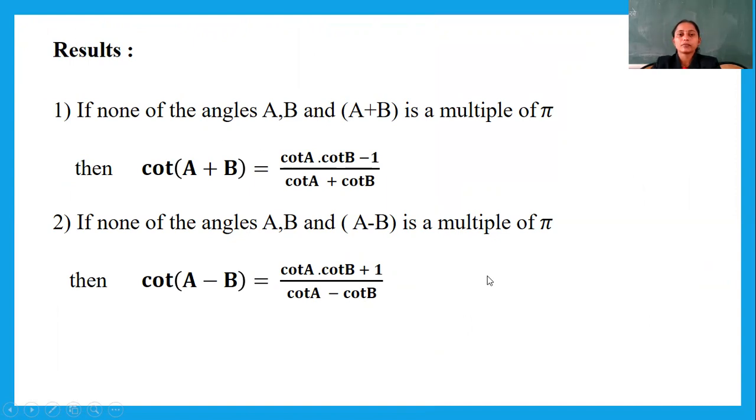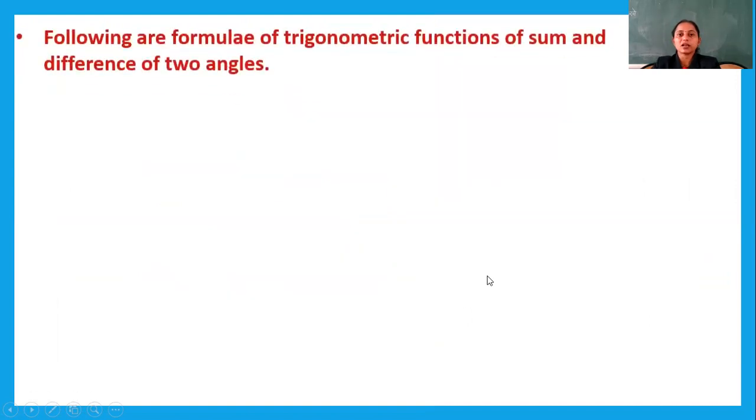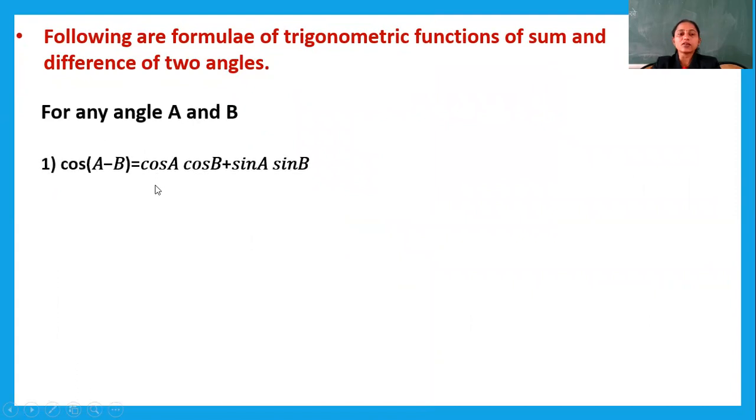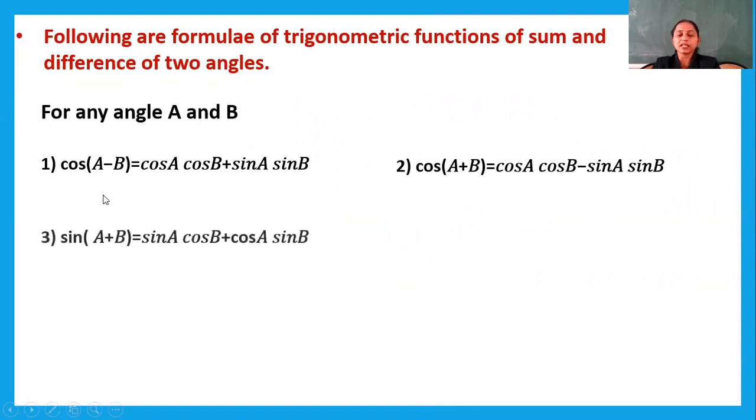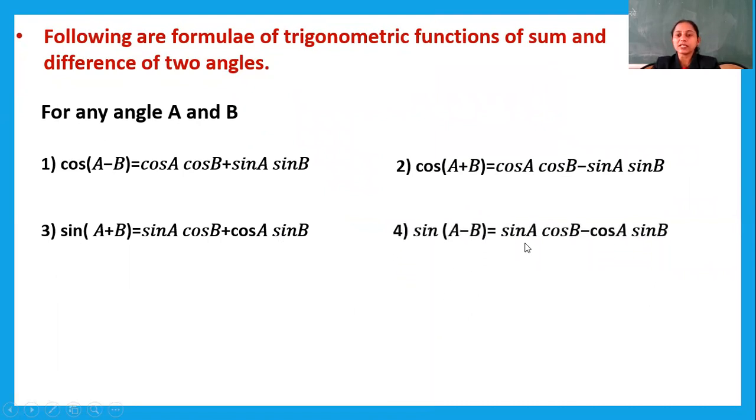Okay. Now in today's lecture, we are discussing the formulas of sum and difference of two angles. Those formulas are cos a minus b is equal to cos a cos b plus sin a sin b. Same way, cos a plus b is cos a cos b minus sin a sin b. Same, sin a plus b is equal to sin a cos b plus cos a sin b. And sin a minus b is sin a cos b minus cos a sin b.